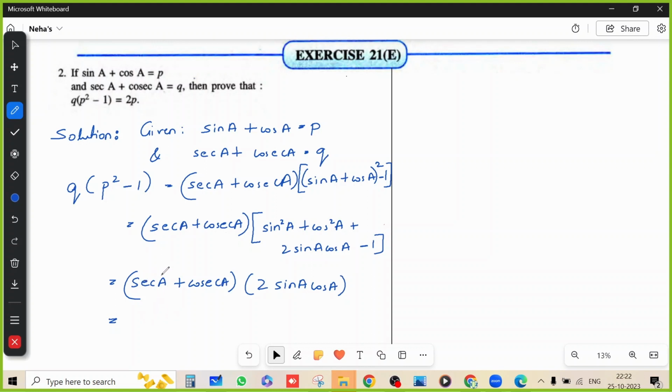Now we will convert sec A and cosec A in the form of sin and cos. So it can be written as 1 divided by cos A plus 1 divided by sin A, as we know that sec A is equal to 1 by cos A and cosec A is equal to 1 by sin A, and this will get multiplied with 2 sin A cos A.